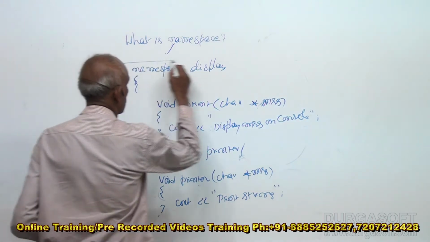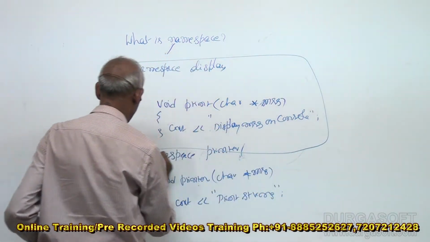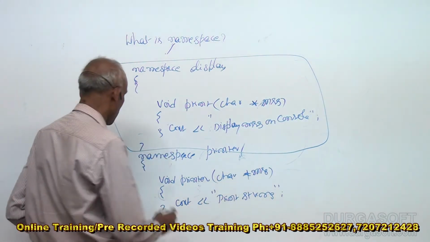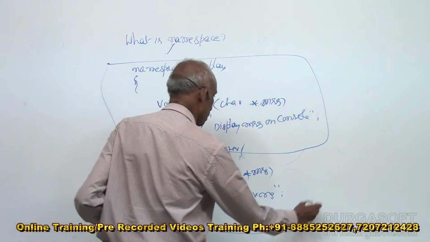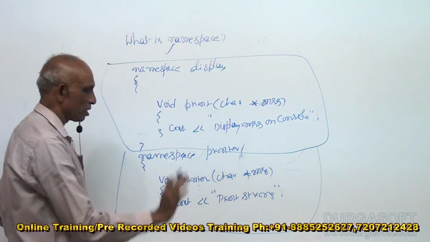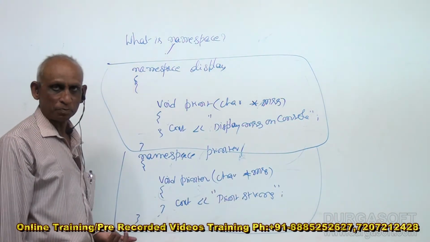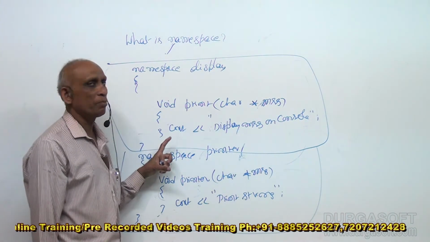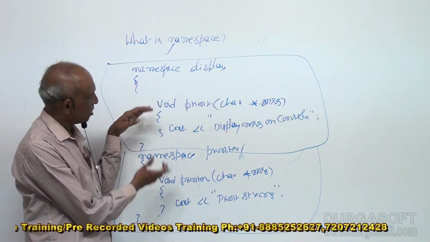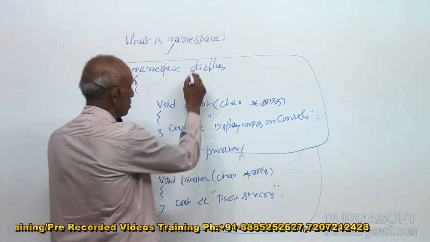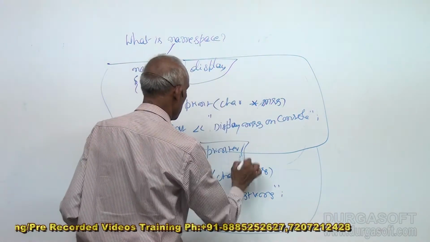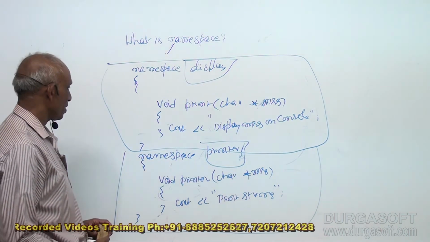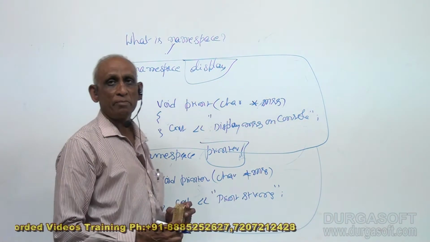So this is namespace display. We have only defined one function. There may be multiple functions in that. And this is the namespace printer. Here also we defined only that function. Other functions may be there. So this is how two functions with the same name but different purposes are segregated into two different namespaces. This is display namespace, this is printer namespace. This is how namespaces are created for functions with the same name.